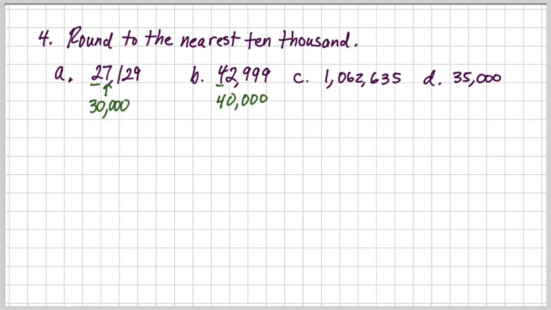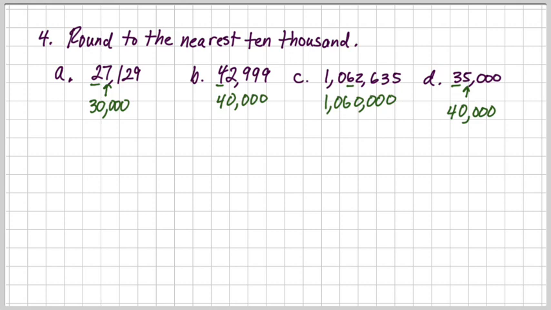All right, so here we have our 10,000s place. We have the 6. The next number is less than 5, so we're going to keep the 6 and then all zeros. So this rounds to 1,060,000. And then here we're going to want to round that 3 up because we're 5 or larger. So this rounds to 40,000.